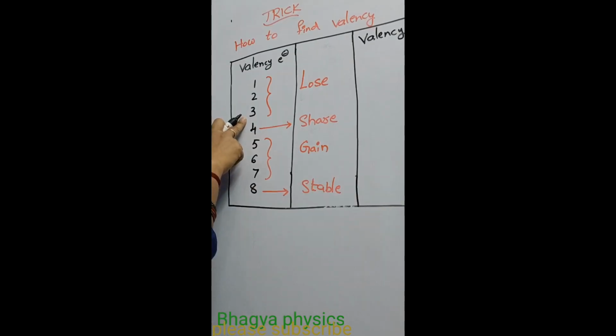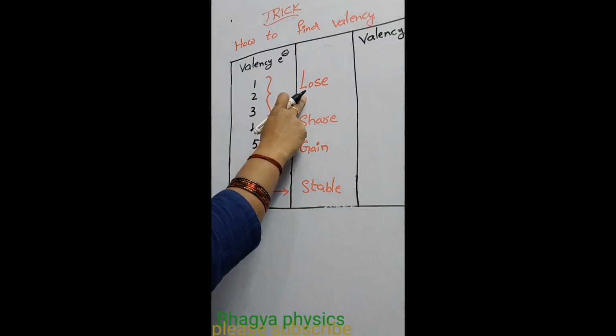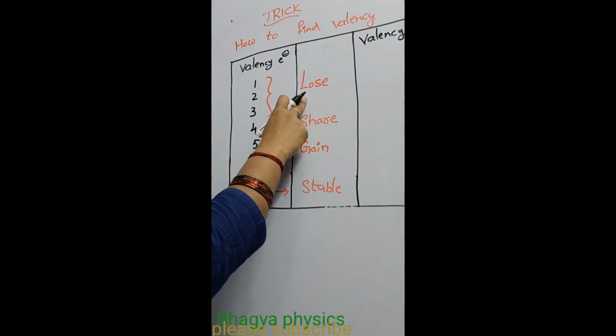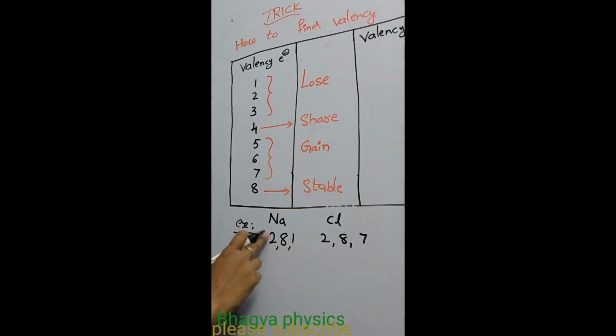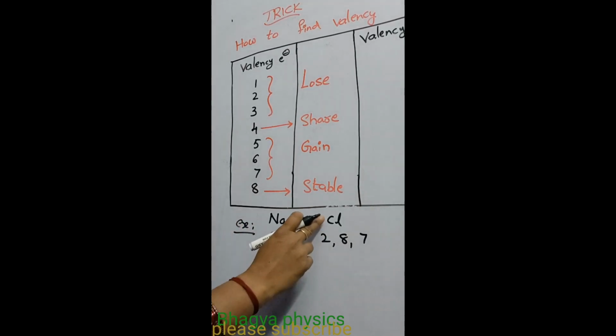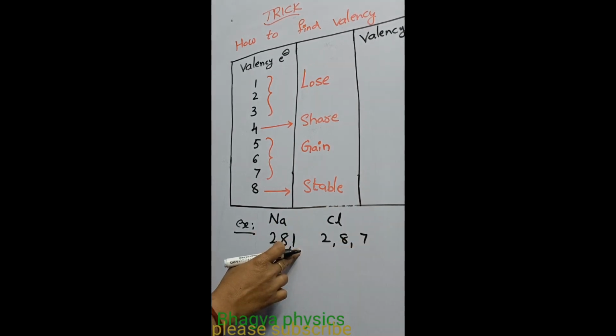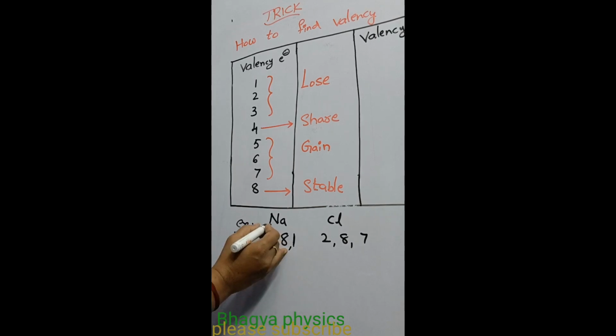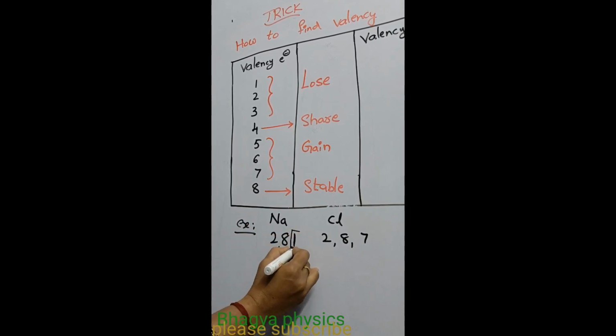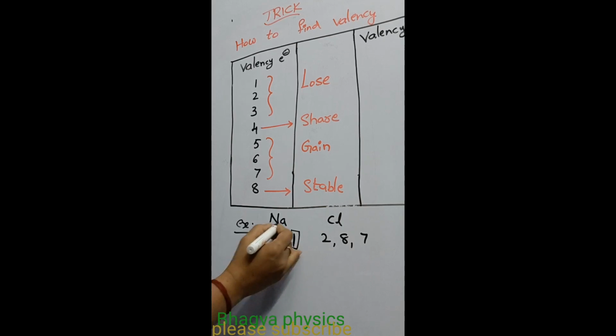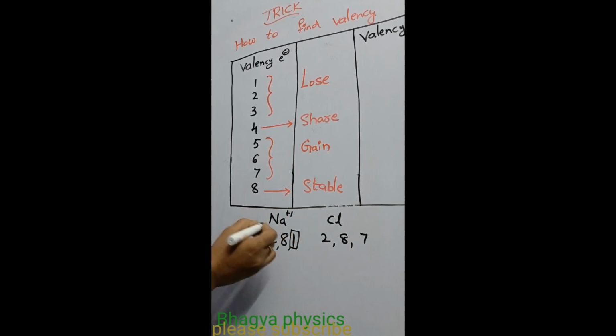So if any atom contains 1, 2, or 3 valency electrons in its outermost orbit, what will happen? They are ready to lose their valency electrons. Let us go to one example. Here sodium contains 1 valency electron and chlorine contains 7 valency electrons. Sodium wants to lose that 1 extra electron very easily instead of gaining 7 electrons. Losing this 1 electron is very easy for sodium. That's why it always wants to lose this 1 extra electron, and then it gets plus 1, which is sodium's valency.